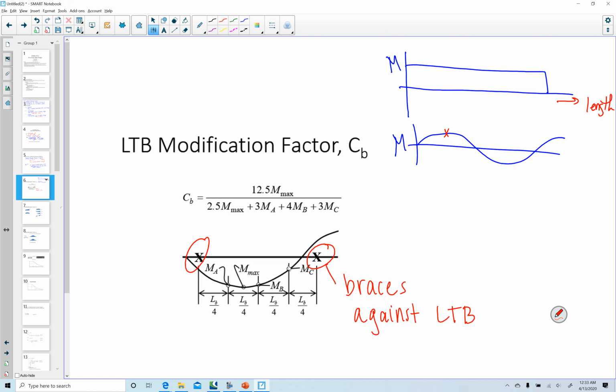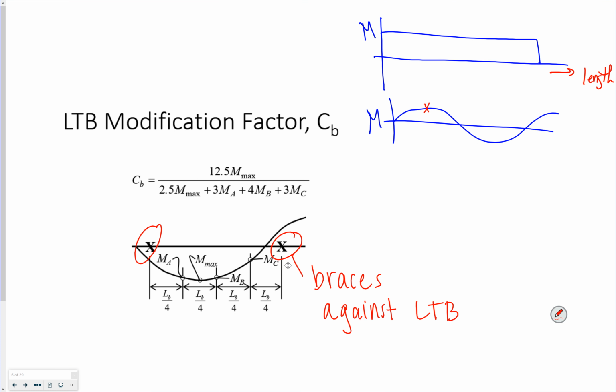So if I'm looking at the variation of my moment between my braces, I get to look at my maximum moment and then divide the length into 4 so that I have A, B, and C. LB over 4: my braced length, LB, over 4.